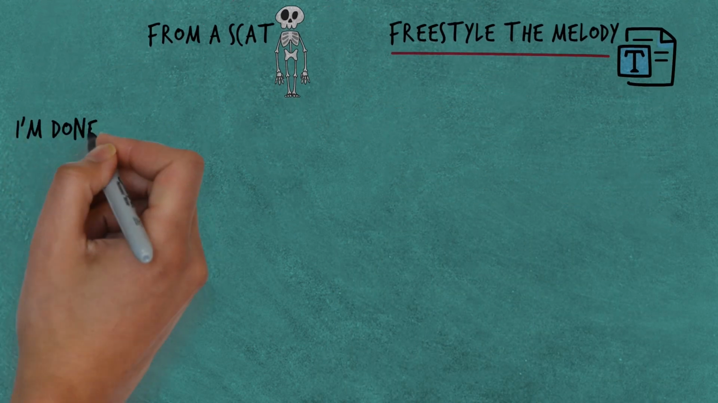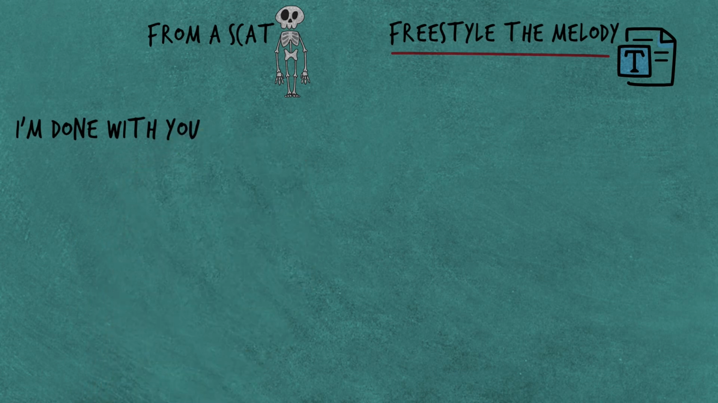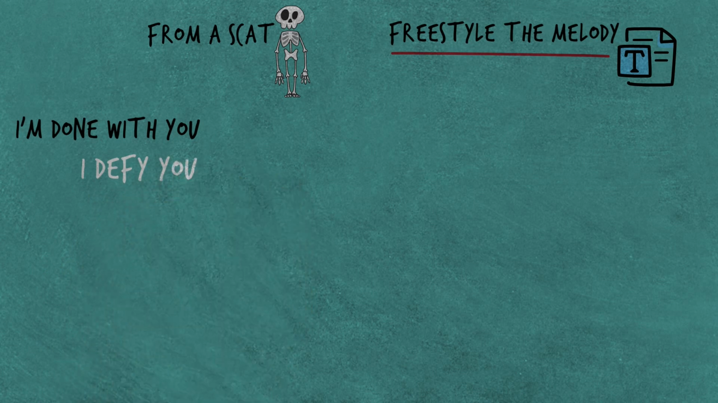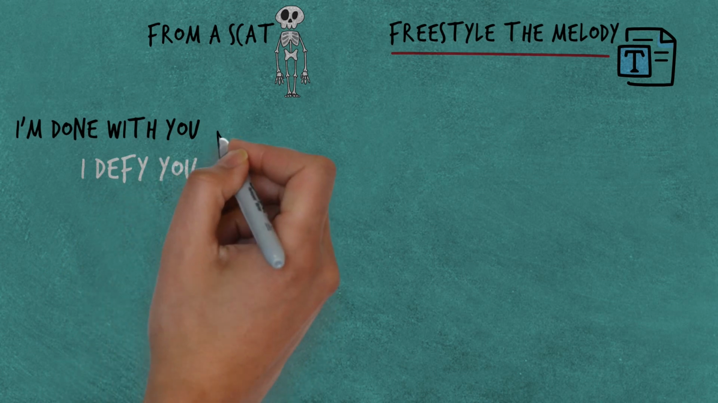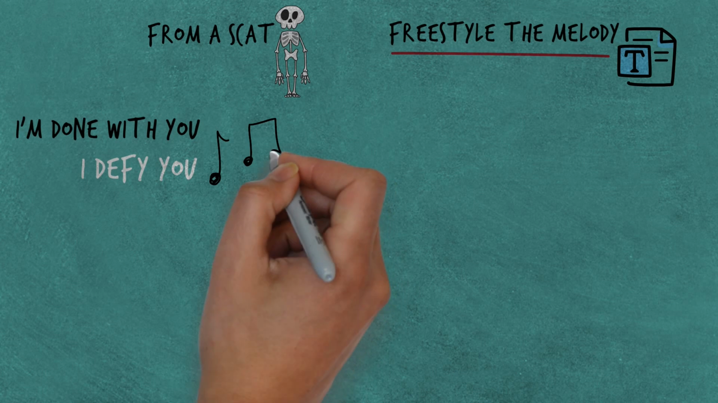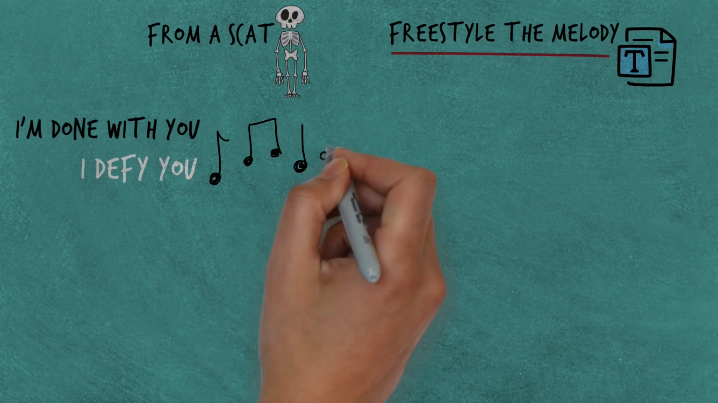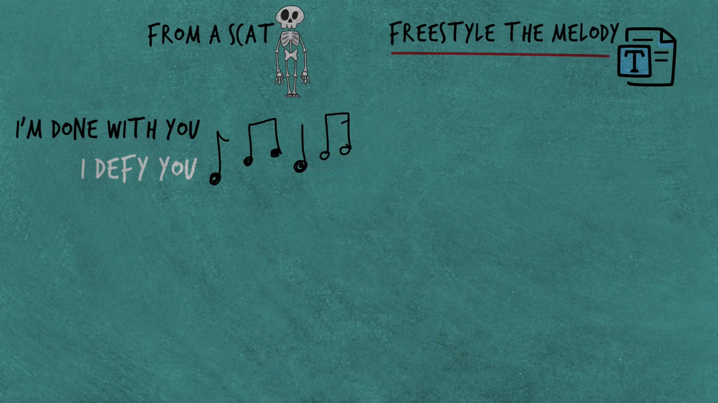So first we have the short phrase, which has to revolve around overcoming fear. I can say, I'm done with you. Now I can make it even shorter and change it to, I defy you. Okay, next I have to make it fit with the melody. I'll look at each word, I defy you. And now I'll try to say it with a melody. I defy you, I defy you.